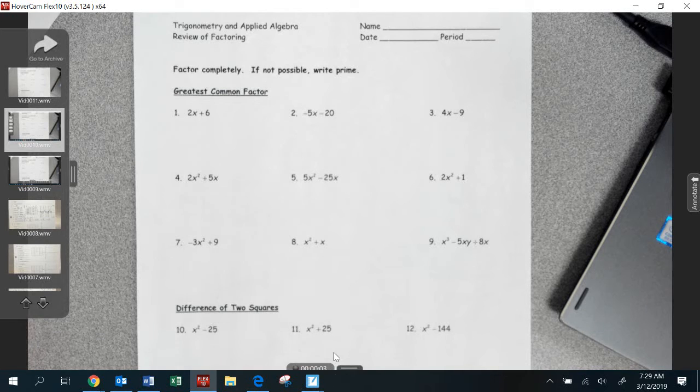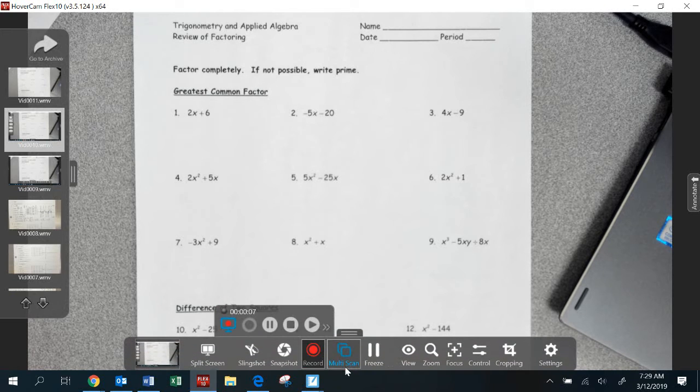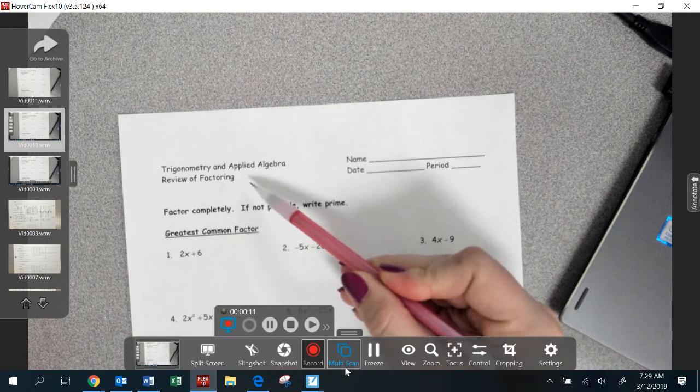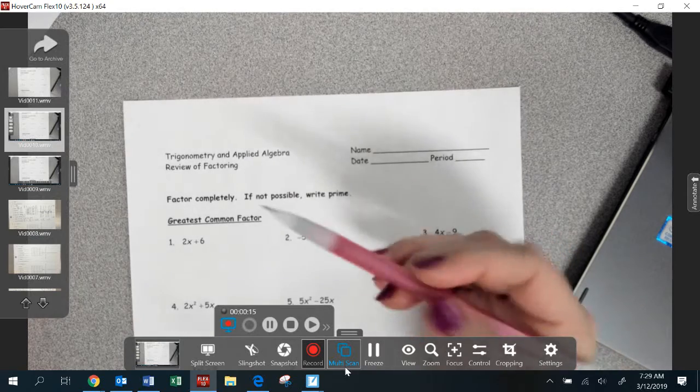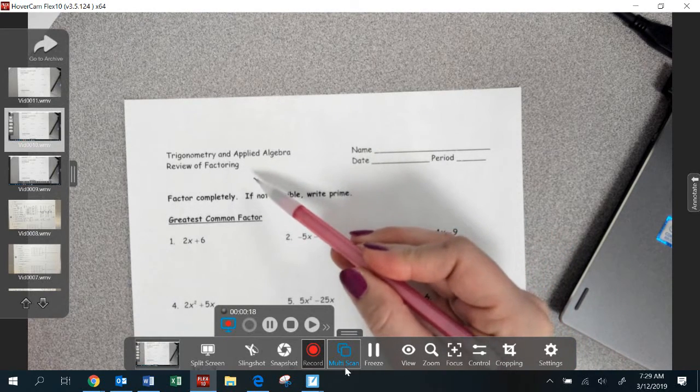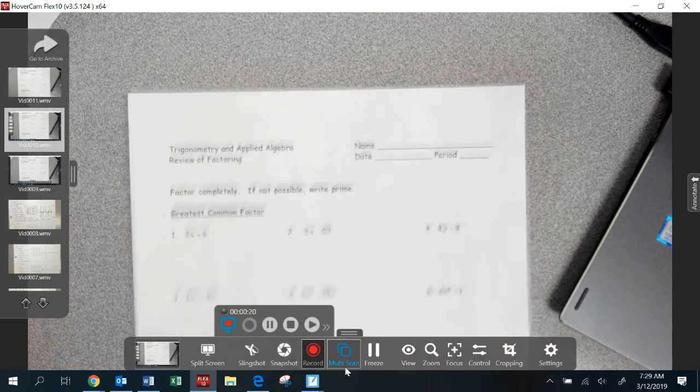All right, so today we're going to be talking about some different factoring techniques. We'll be reviewing some of those factoring techniques here. Remember, when we are factoring, we're talking about rewriting an expression as a product. So if we ever want to check our work, we're going to be checking it using multiplication.